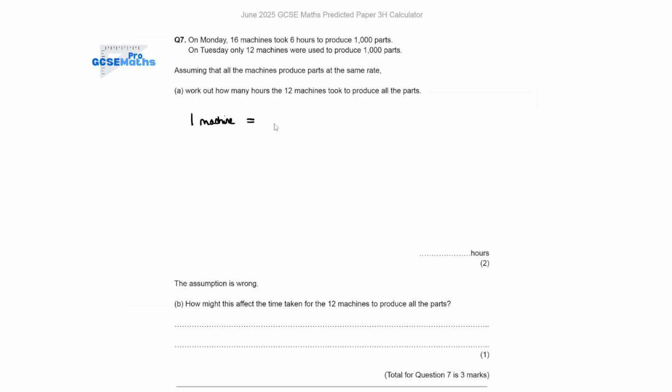If I have one machine, it's going to take me 16 times longer. So 6 hours times 16, which gives me 96 hours. And then obviously to scale it back to my 12 machines, if you think about it, 12 machines is going to take less than 96 hours, isn't it? It's going to be 12 times faster. So divide that by 12, and you get 8 hours. So for these questions, you always multiply first, then you divide.